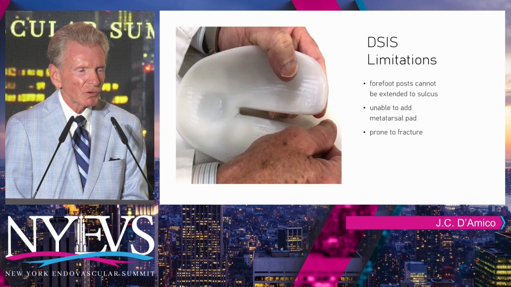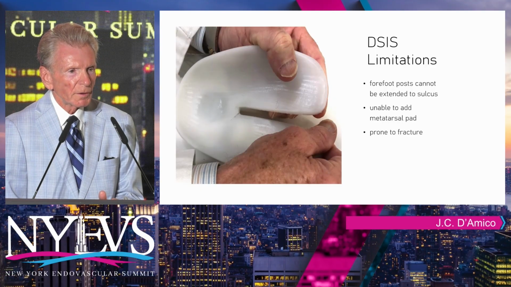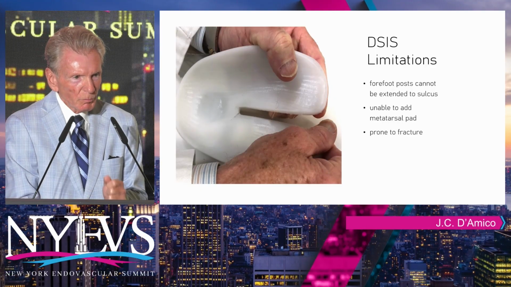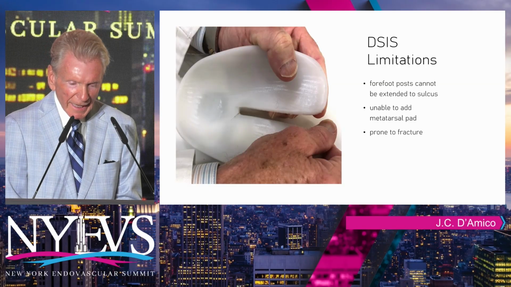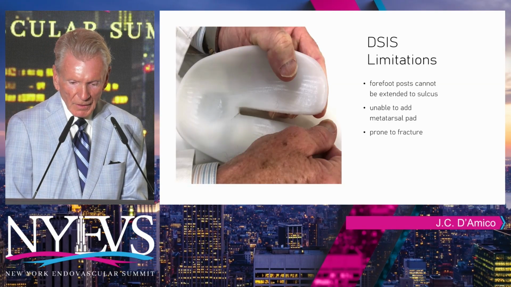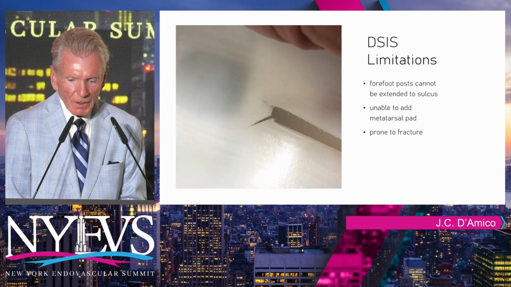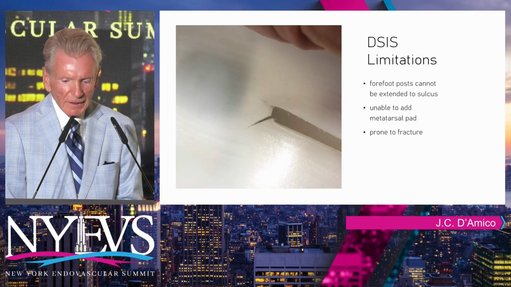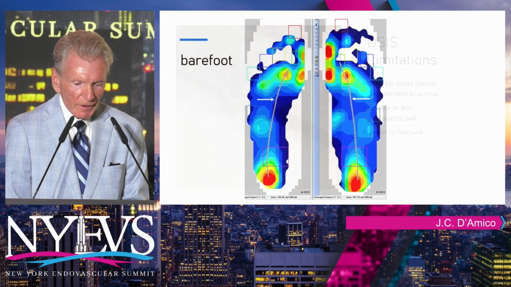There's some limitations. You can't extend it forward because you need the slit to be able to control the foot. And you can't add a metatarsal pad. And it's prone to fracture. The forefoot post you can't extend, and you can see it's prone to fracture.